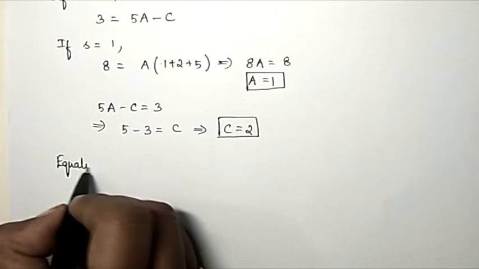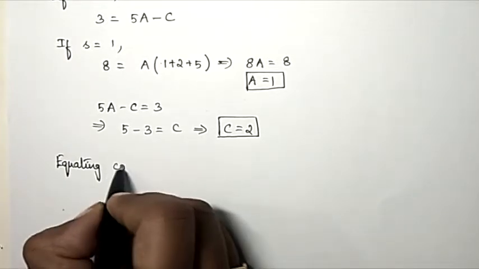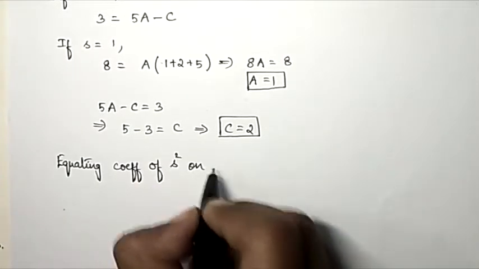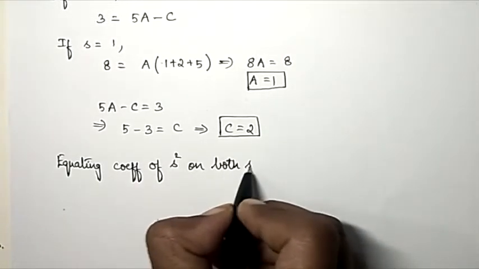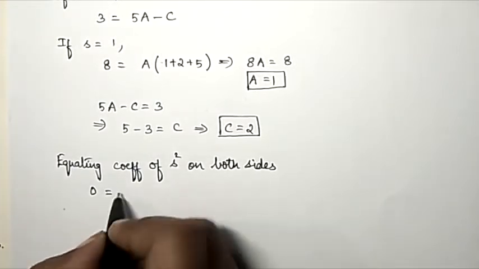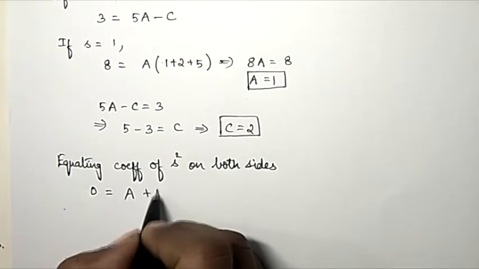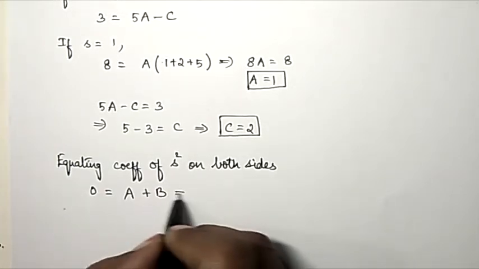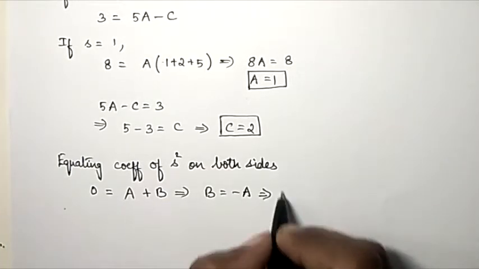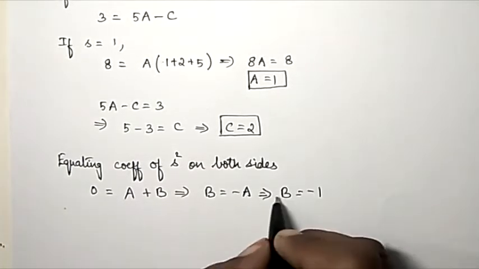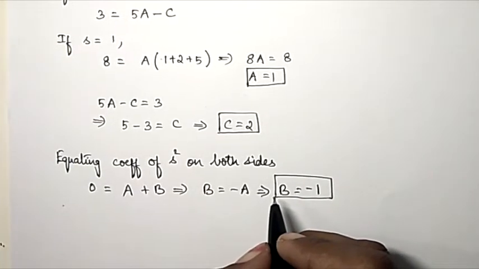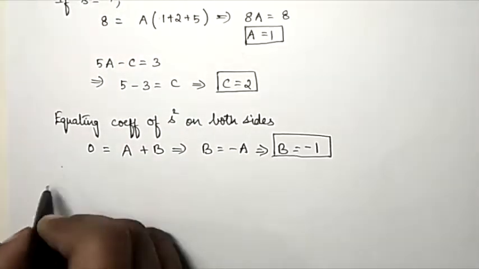Equating coefficient of s square on both sides. On the left it is 0 and on the right it is A plus B. So this will imply B is negative of A, which implies B is minus 1. So I will substitute A, B and C values and then find the inverse Laplace.